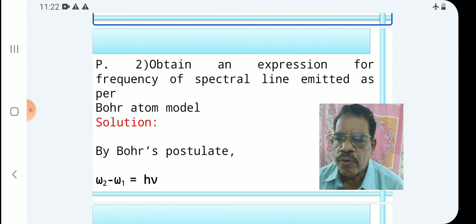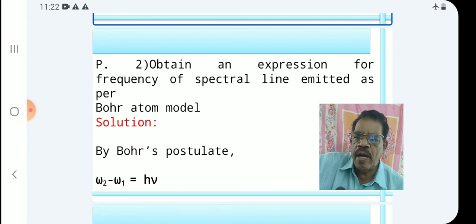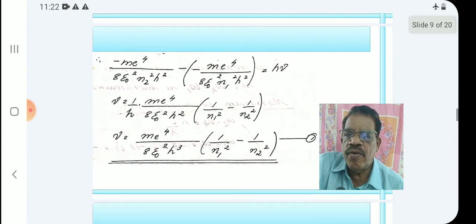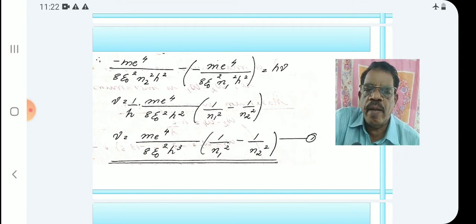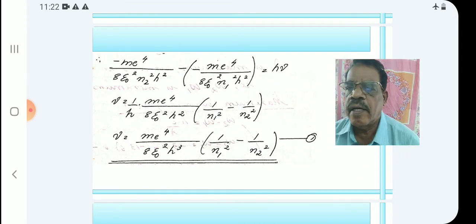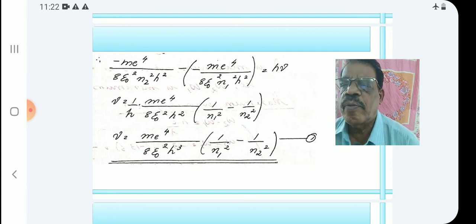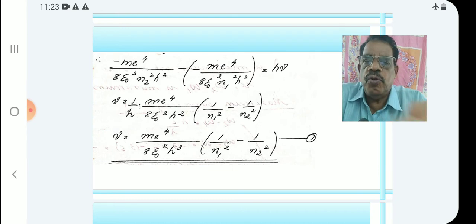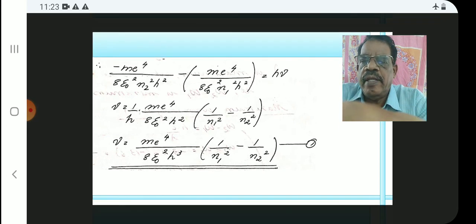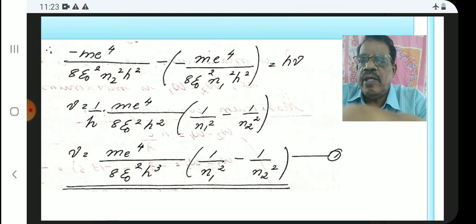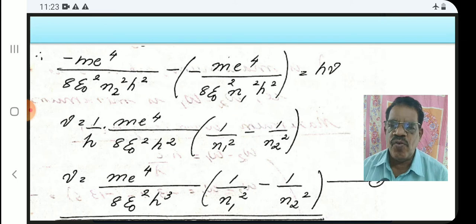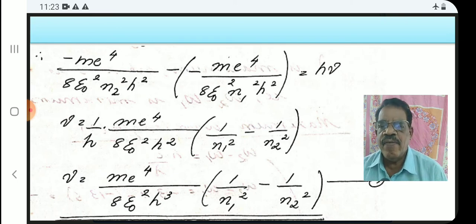അതിൽ നമ്മൾ ബോറിൻ്റെ ഫോർത്ത് പോസ്റ്റുലേറ്റ് എഴുതുക. By Bohr's postulate we can write W2 minus W1 is h nu. Nu is the frequency. And value of W1 and W2 we write here. W2 value minus m e raised to 4 by 8 epsilon 0 square n2 square square. W2 means Wn2. So in the expression for energy we have to put N2 in the place of N. And for W1 is Wn1, in the place of N we have to put N1.